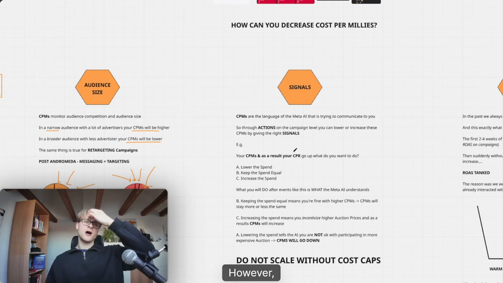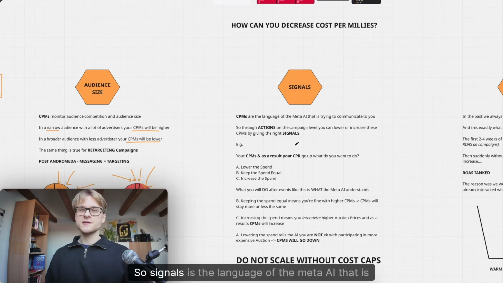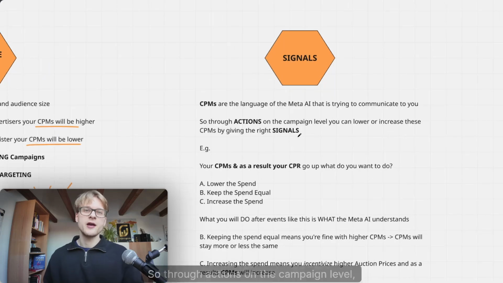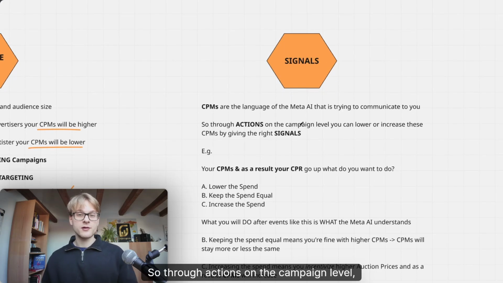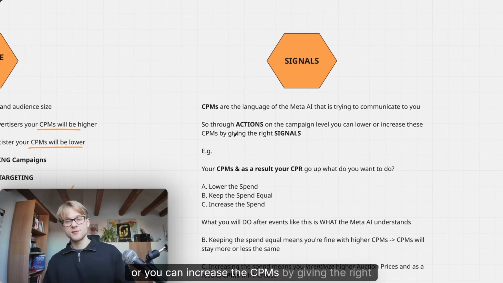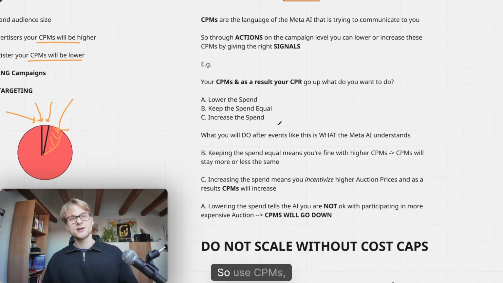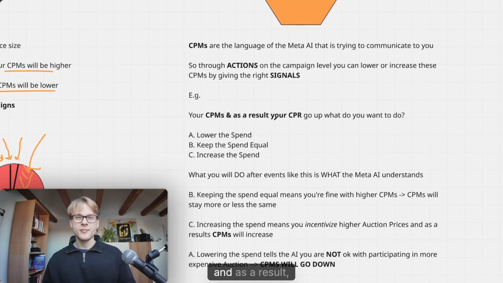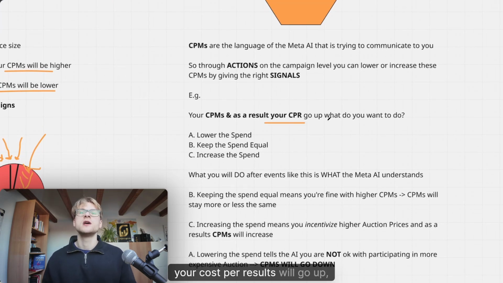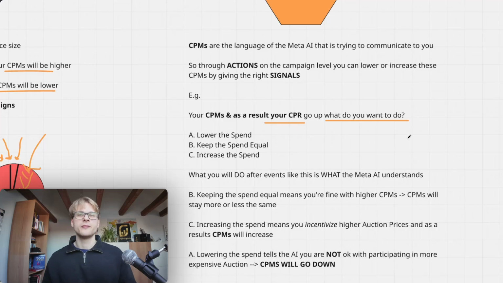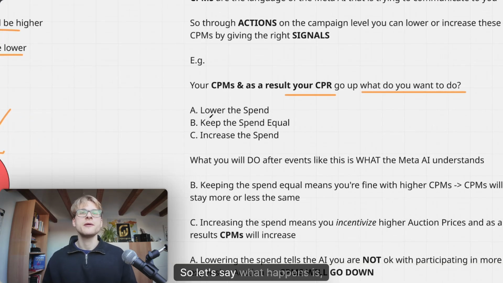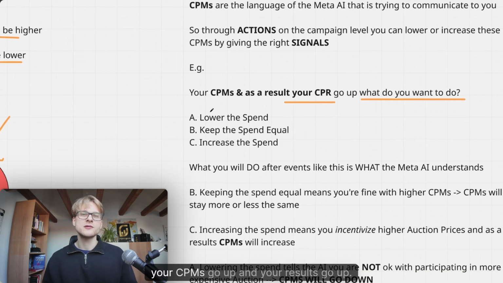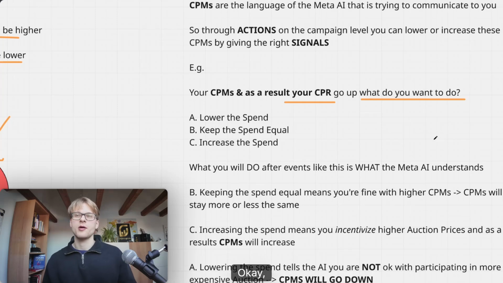However, here are signals. So signals is the language of the Meta AI that is trying to communicate to you. Okay, so through actions on the campaign level, you can lower or increase the CPMs by giving the right signals. So use CPMs, and as a result, your cost per results will go up depending on what you do. So let's say your CPMs go up and your results go up, okay?